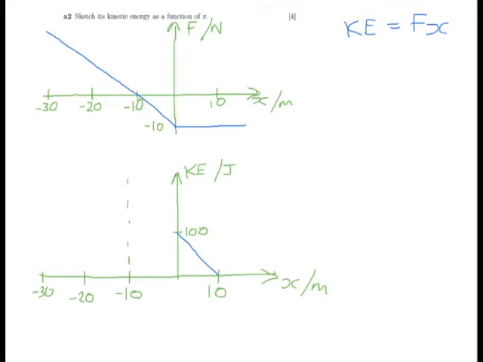Now, what's the kinetic energy going to be at that point? Well, to do that, again, we need to work out a little bit more area. So this area here is a triangle, 10 times 10 divided by 2, so that's going to give us an area of 50. So 50 joules added to 100, 150 joules is going to be our maximum kinetic energy that's reached by the time it gets to this point here. So we can continue our graph.